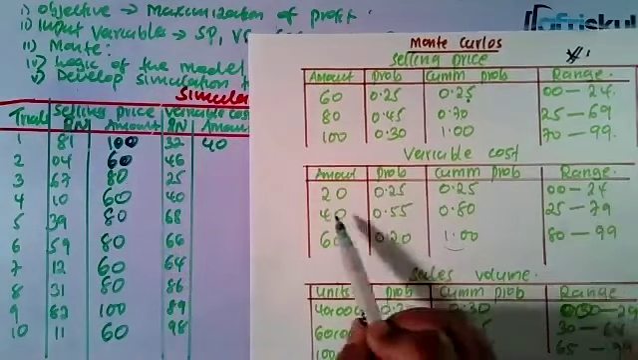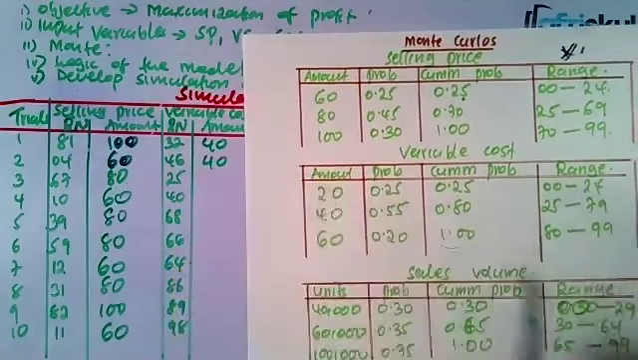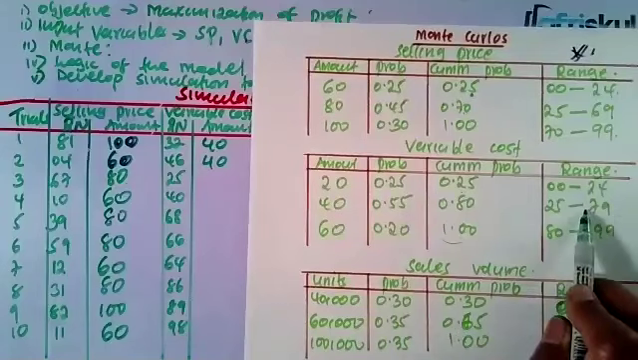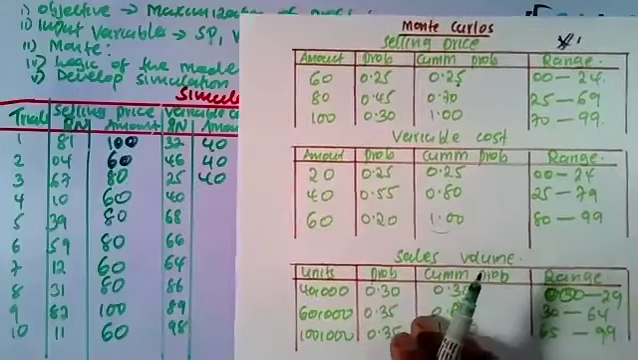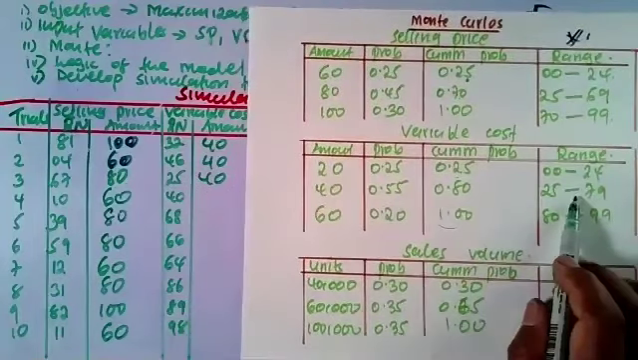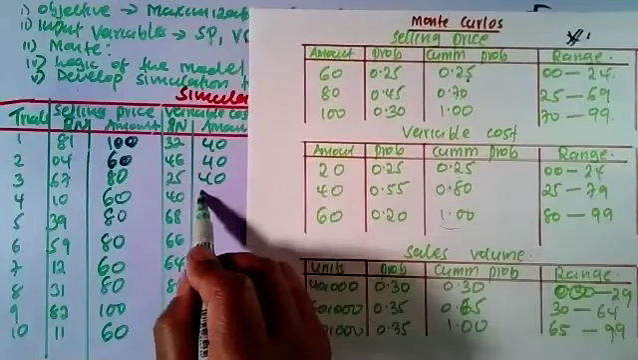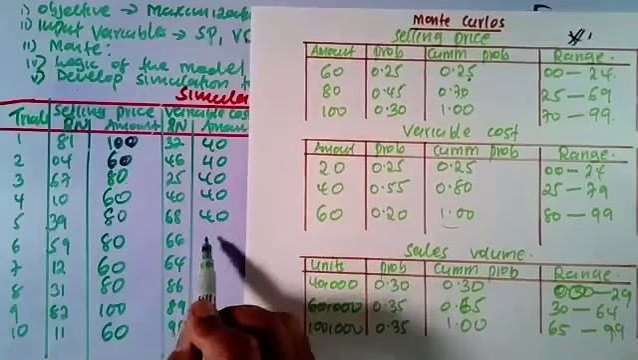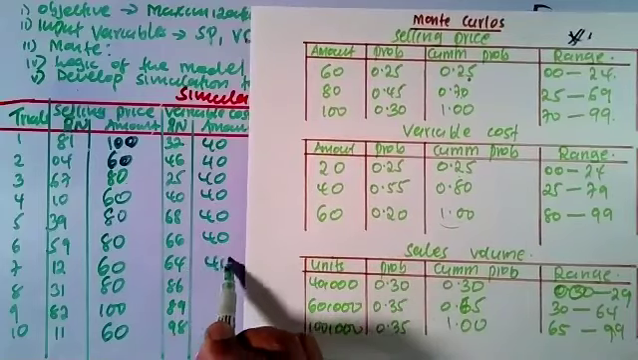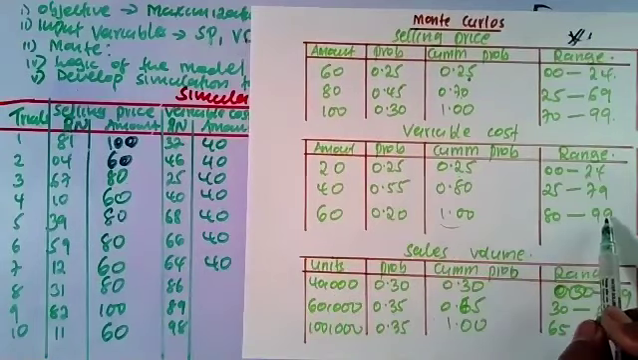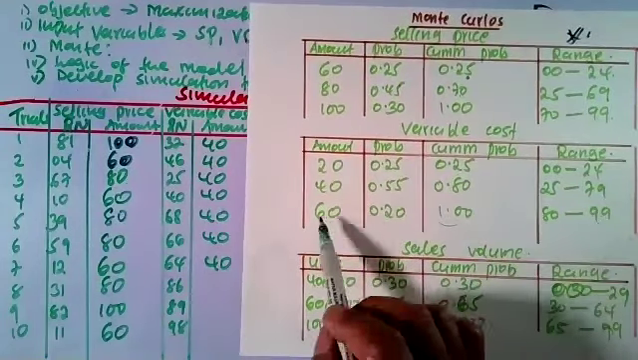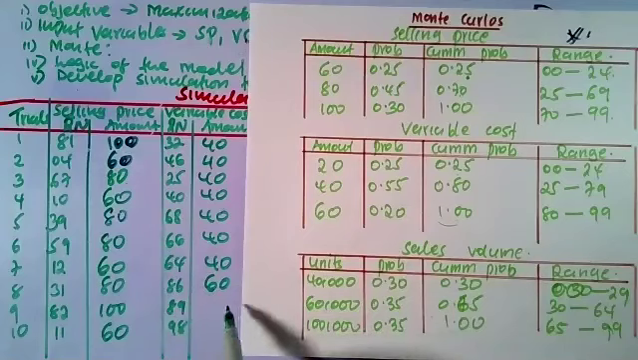46 is here, so it will be 40 still. 25 is still there, 40. The next one is still there, so it will be 40. 68 is there, 66 is there, 64 is there. 86 is in between 80 to 99, so that means it will be 60. Also 89 will be 60 and 98 will be 60.